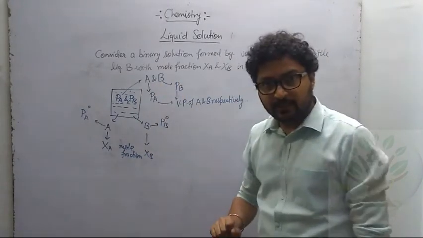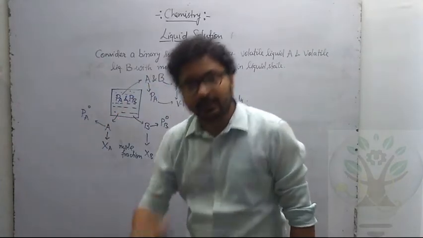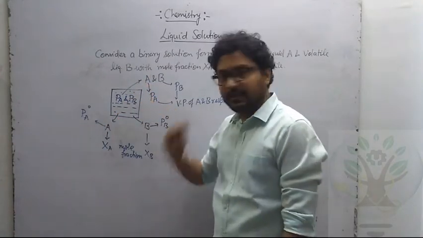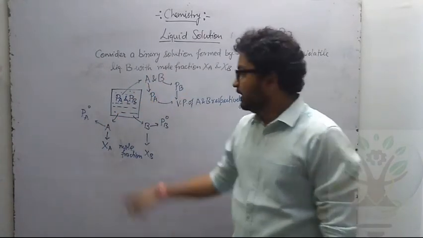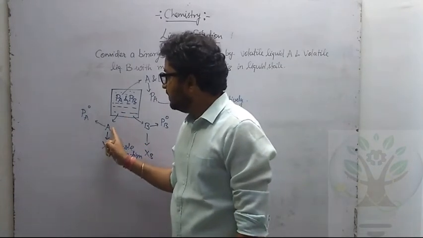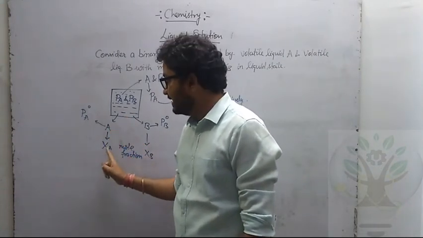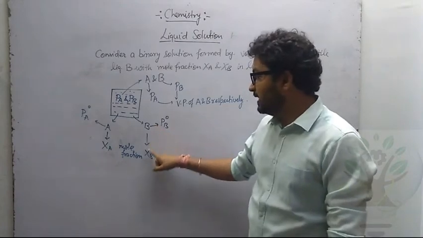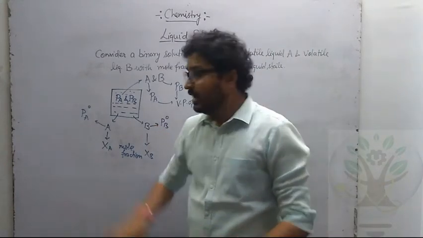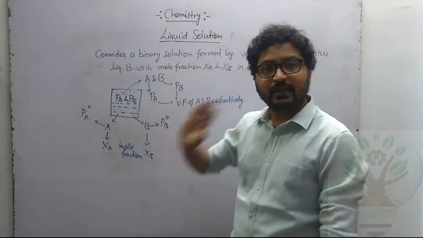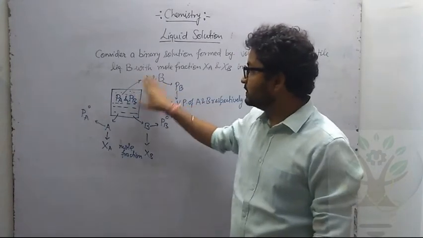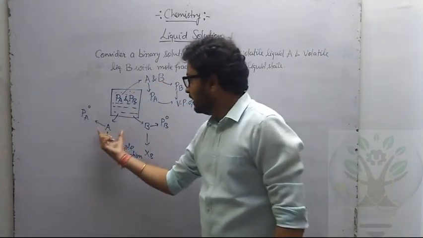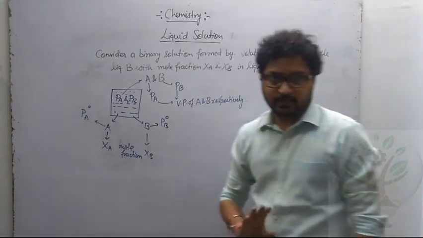Both types of vapors will be there. Both vapors will exert vapor pressure. Let's say A is exerting PA and B is exerting PB. In the liquid state, I have mole fraction of A as XA and mole fraction of B as XB. Are you getting this? This XA and XB has nothing to do with A and B of these vapors. So XA, XB, I hope the terms are clear.